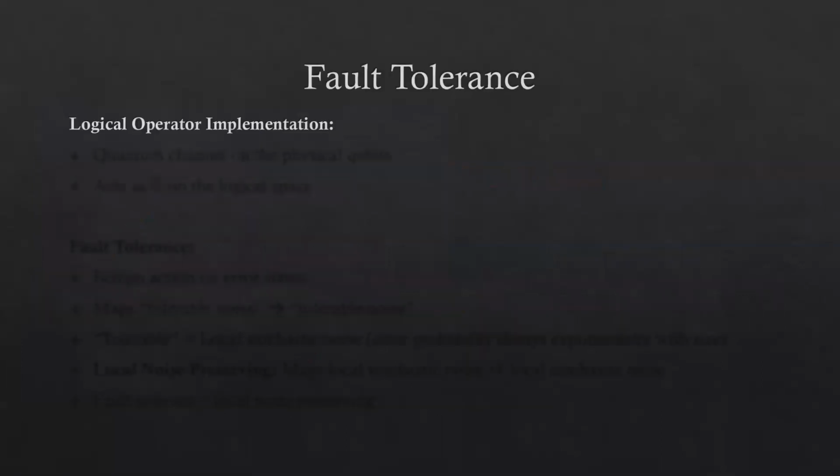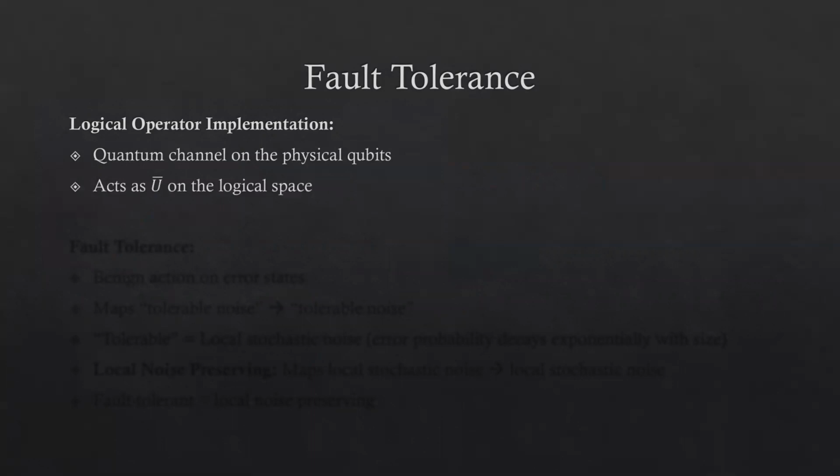I'd like to begin by going back to this question of what fault tolerance means. In particular, we consider fault-tolerant logical operator implementations. A logical operator implementation is a quantum channel, that is, some operation that acts on the physical qubits of an error-correcting code, and is such that the channel acts as the logical operator U-bar on the logical space, that is, the code space. However, importantly, the action of logical operator implementations in general on error states, that is, states that aren't in the code space or logical space, is not constrained by the logical operator implementation. Instead, this is constrained by the requirement of fault tolerance.